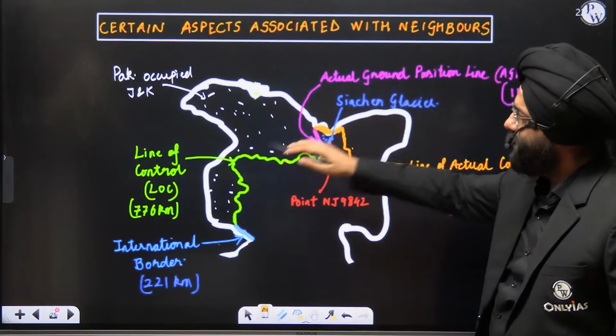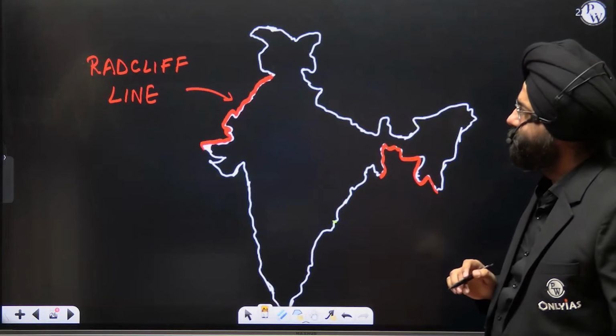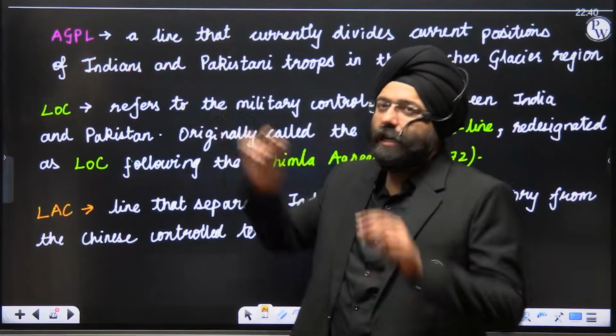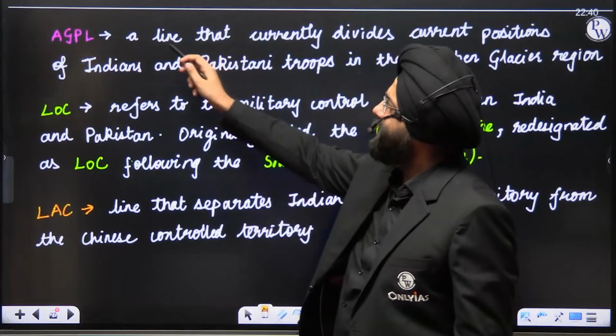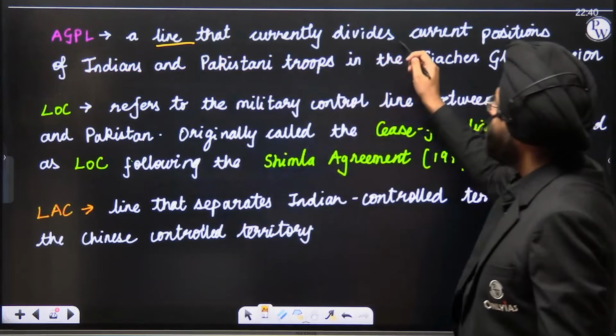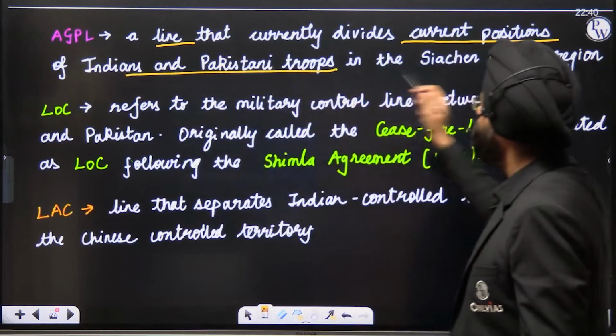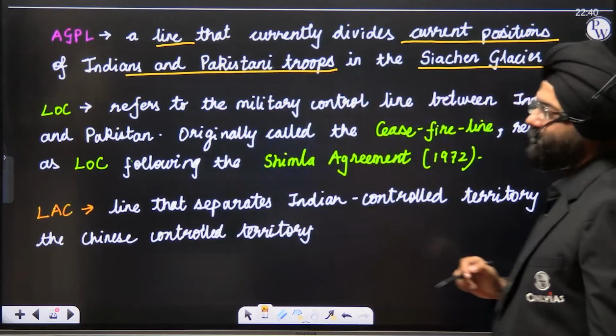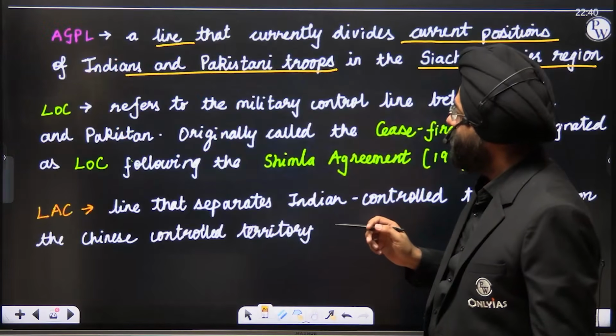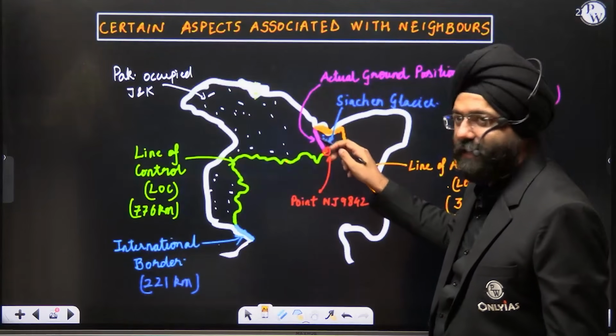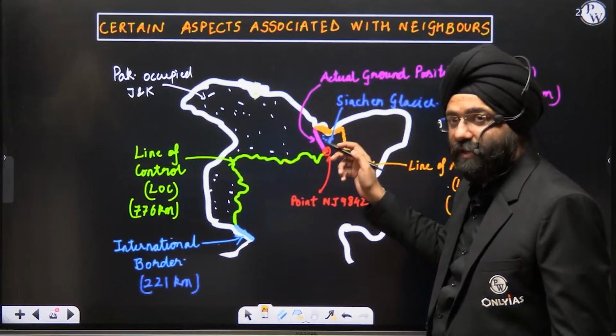Actual ground position line and LOC. See here, the actual ground position line. It is a line that currently divides the current positions of India and Pakistan troops in the Siachen Glacier region. Right? So this is where the troops are located, fighting for the land. Indian soldiers are there, right?